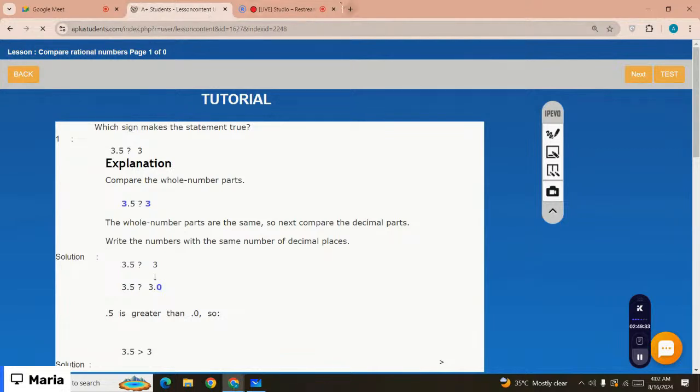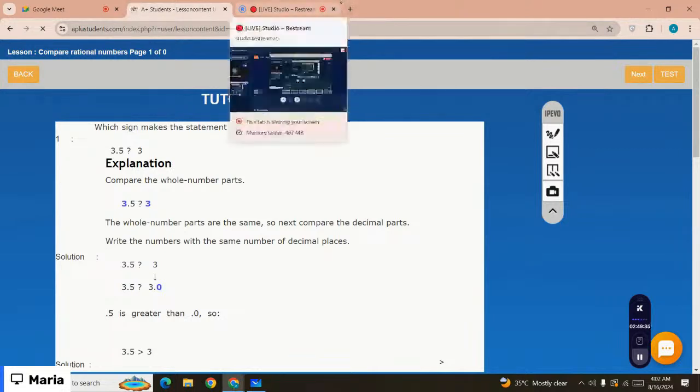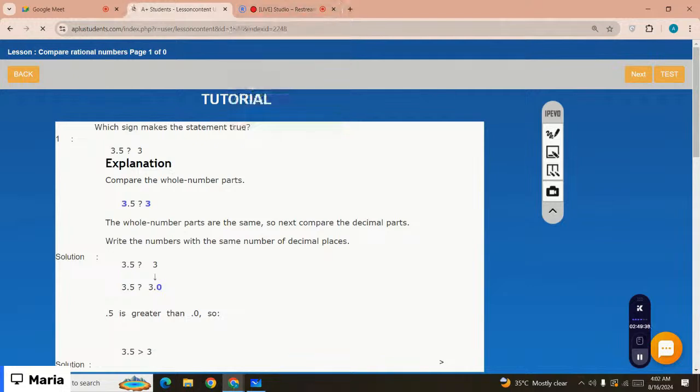Okay, the first one is which sign makes the statement true? You have to compare the numbers. They are 3.5 and 3. So which is the correct option? 3.5, right? 3.5 is greater than 3. So the correct option is 3.5 is greater than 3. Okay, let's just start with the test questions.